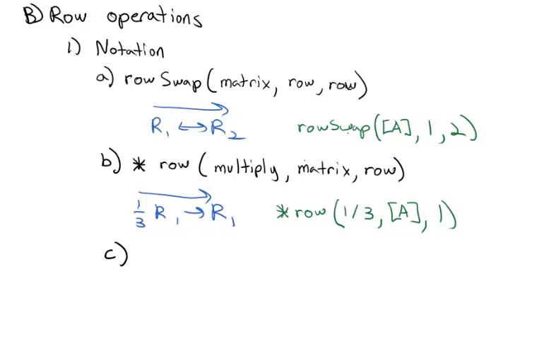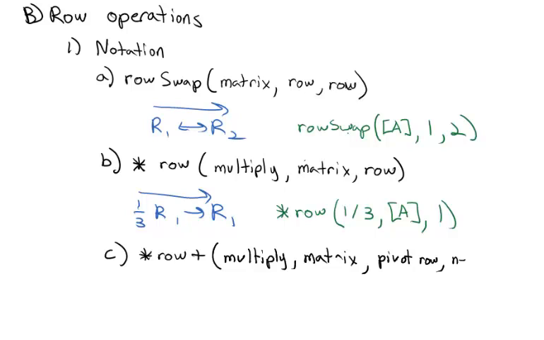The final operation is to multiply a row by something and add it to another row. And the way we do this is we are going to say what we're multiplying by, what matrix we're multiplying by, then we will list the pivot row, and then the new row.